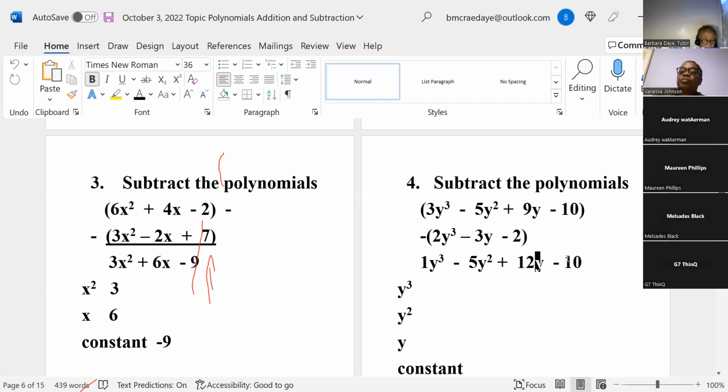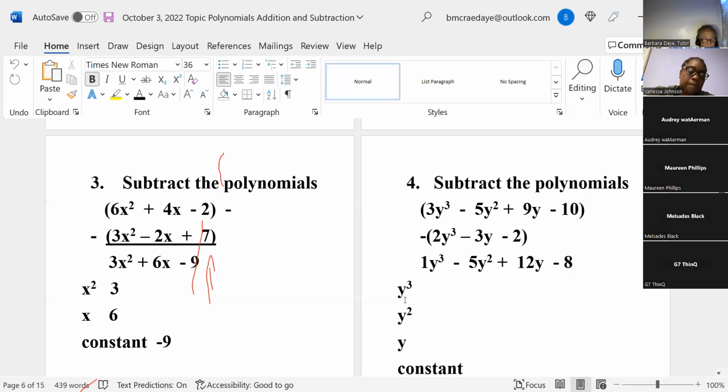A minus 10 and a plus 2. Hold on, minus 10 and a plus 2. It's 8. Plus or minus? Yes, minus 8. There we go. So this would be minus 8.